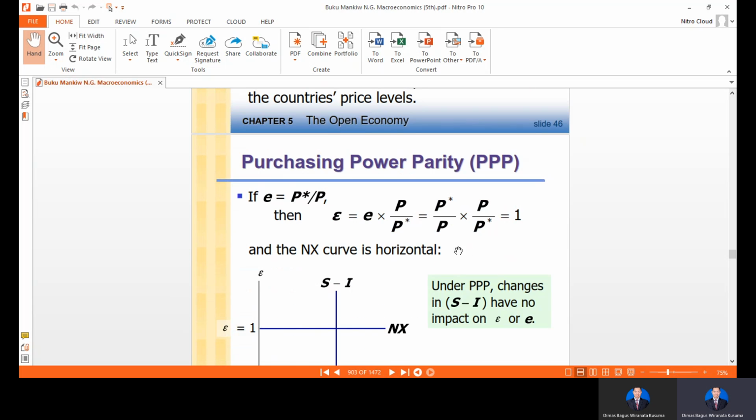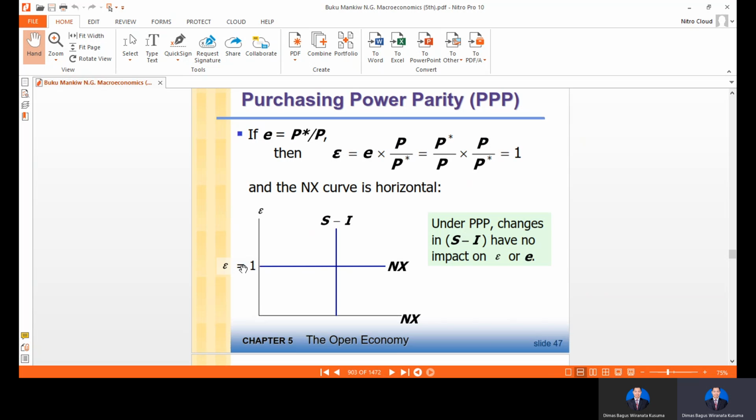And you can see from the simple arithmetic, if E equals 1, the NX will be horizontal. There is no difference, no surplus, no deficit if E equals 1, the same price. So the ratio of the foreign price and the domestic price is 1, no difference of inflations.